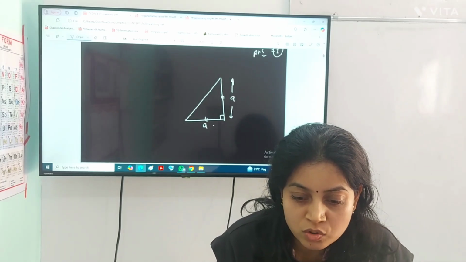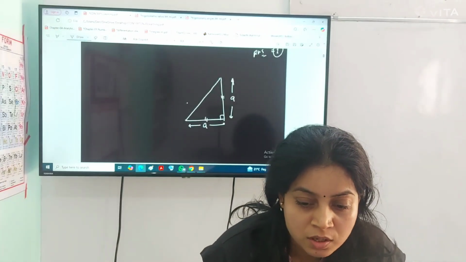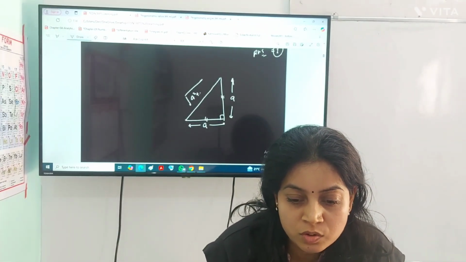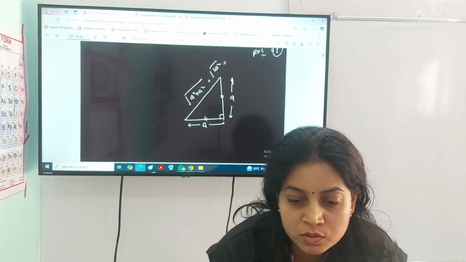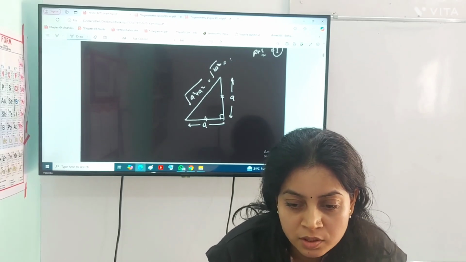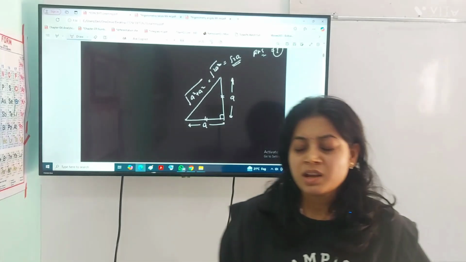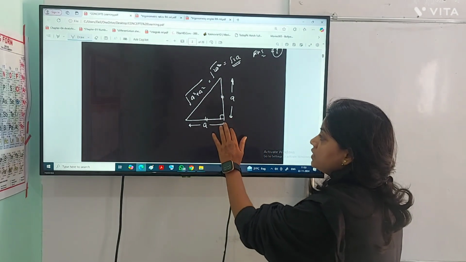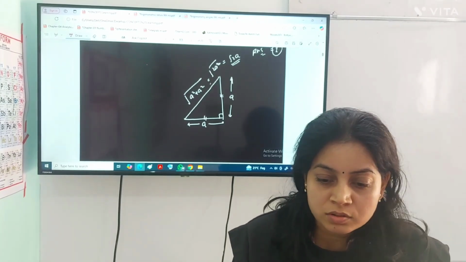So if I am taking this as A, this will also be A. So by using Pythagoras theorem, you can find out this. What will be this? This will be just A square plus A square. That means it will be root 2A square. Root 2A square, you take the square root, you will get root 2 times side. This is your hypotenuse.